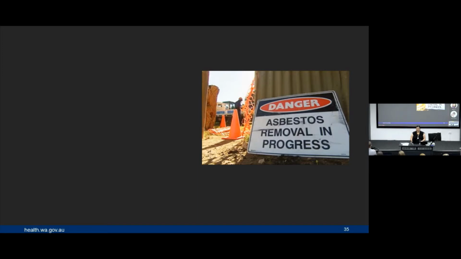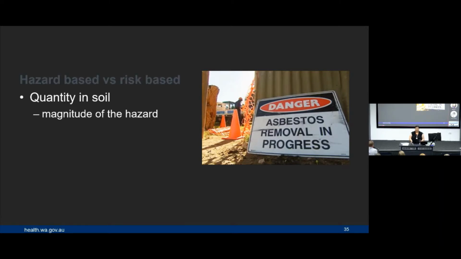Okay, so I'm just going to talk a little bit about that hazard risk and immediate risk to health. Often when we're talking about bonded asbestos materials in soil, there may not necessarily be an immediate risk to health in most cases. And when we're looking at the quantity of soil in bonded materials, we're really talking more about the magnitude of the hazard rather than the risk itself. And this is important because it brings us back to that information that I gave at the beginning about your reports and what you do as part of contaminated sites investigations.